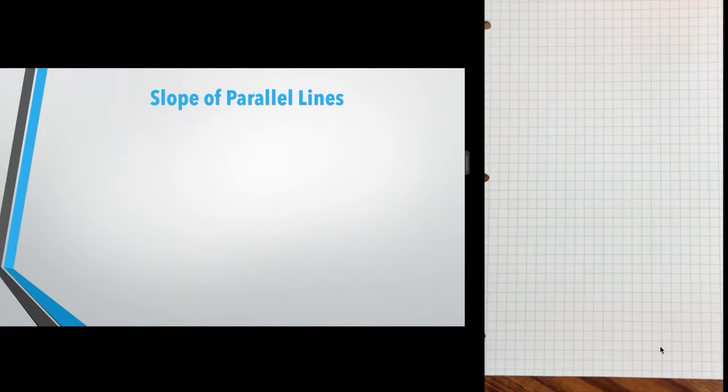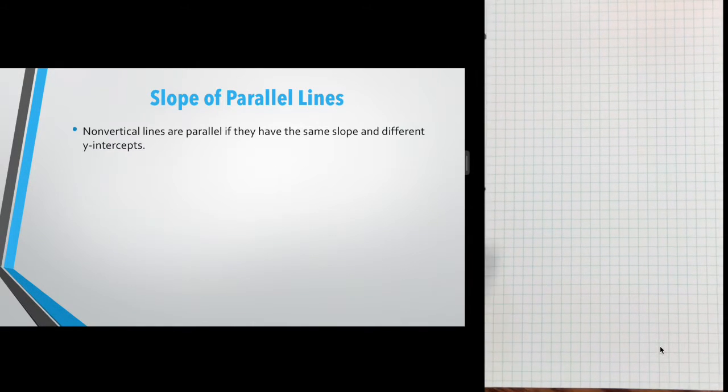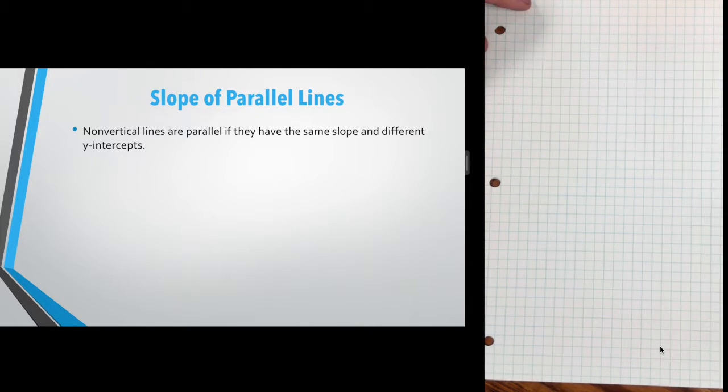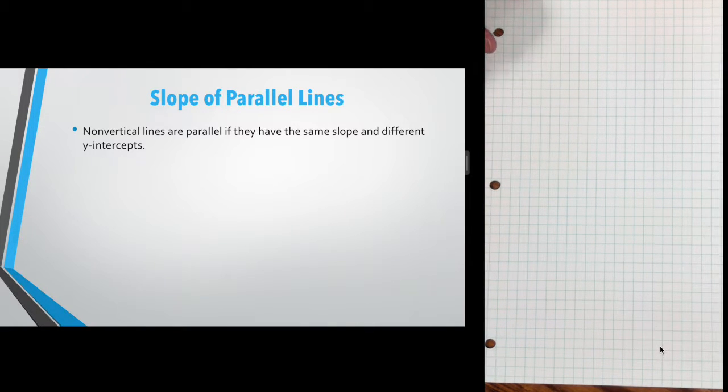So, slope of parallel lines. A couple notes for you here. First of all, non-vertical lines are parallel if they have the same slope and different y-intercepts. Non-vertical lines are parallel if they have the same slope and different y-intercepts. So, here's what that means.